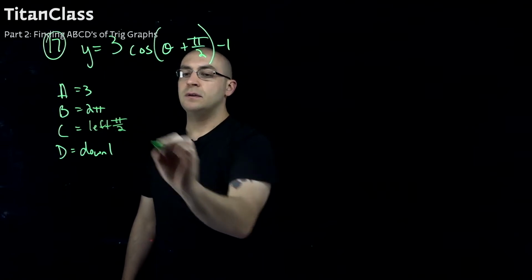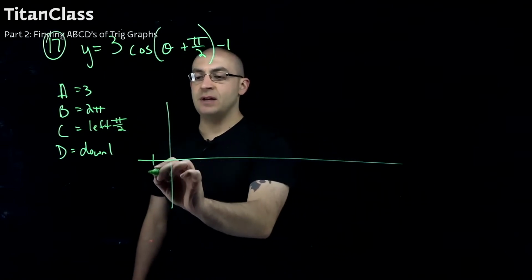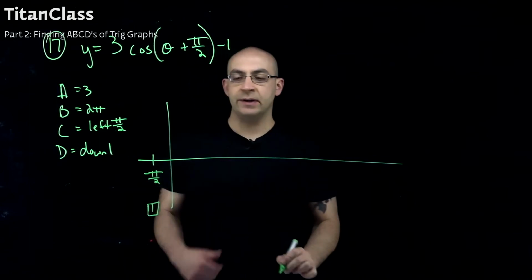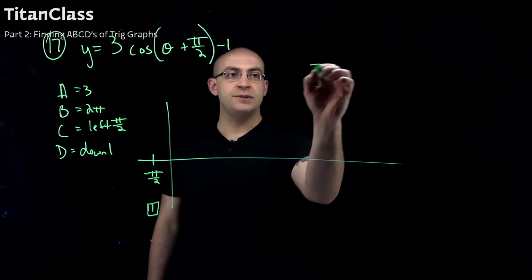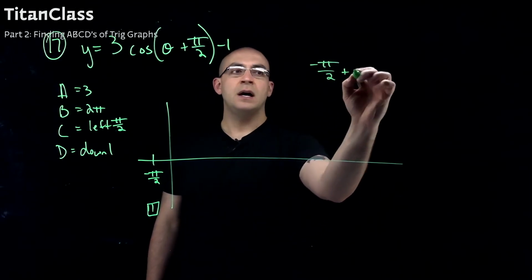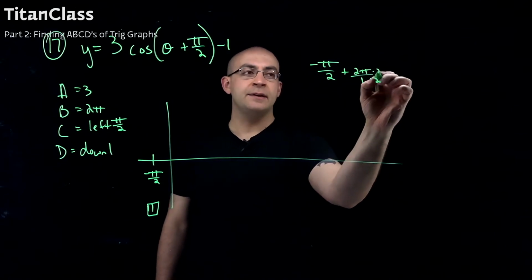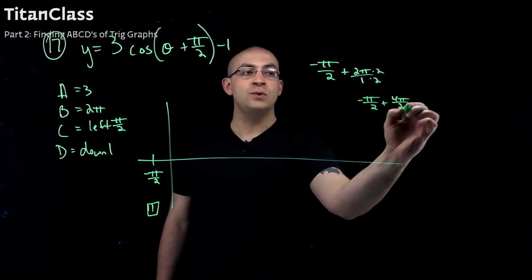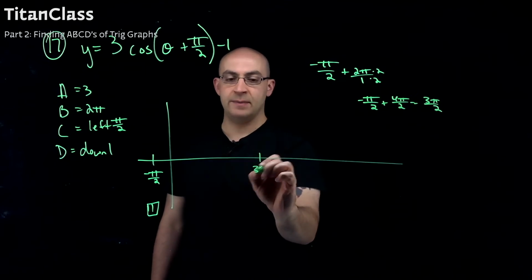Okay, let's go ahead and find our 5 key values. So left pi over 2 is going to be our first value, so negative pi over 2. The period is 2 pi, so I'm going to be adding 2 pi to negative pi over 2. So again, we can do that the long way. Negative pi over 2 plus 2 pi, make a common denominator. So this is negative pi over 2 plus 4 pi over 2, which is 3 pi over 2. So we'll make it here at 3 pi over 2.